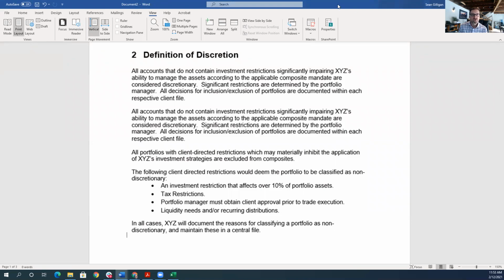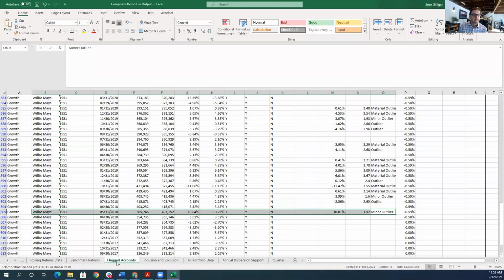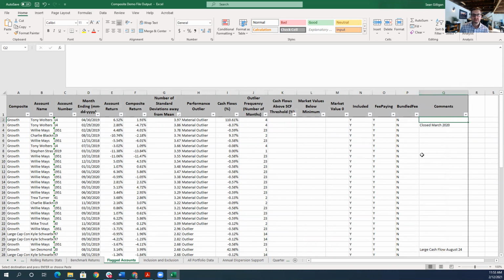So again, just to reiterate, the main thing we're doing here is reviewing why these accounts that are flagged are different than their peers, whether the difference is based on something that was client-driven, or whether it's portfolio manager-driven. And what's important for us is that you make clear notes over in the comments section to tell us what the issue was and exactly what period is affected by that restriction.